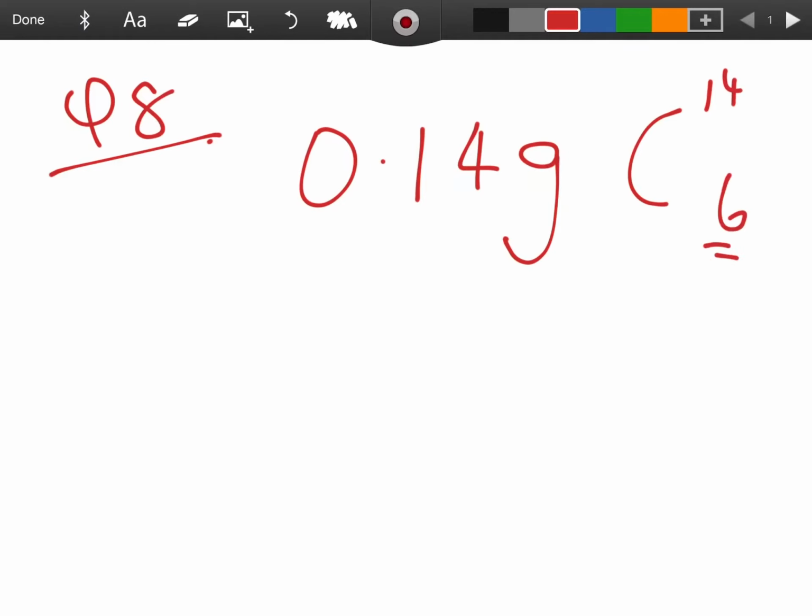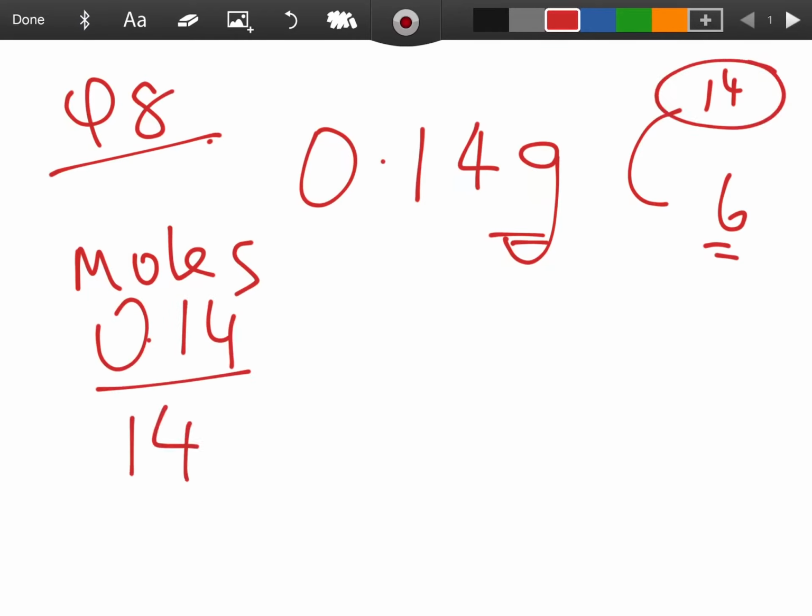Now remember, the atomic number of carbon is always 6. If the atomic number changed, then it would be a different element. So it's always 6. Now how many neutrons? So step 1, it's in grams. So you must get moles. So 0.14 divided by 14, because it's this variety of carbon, remember.